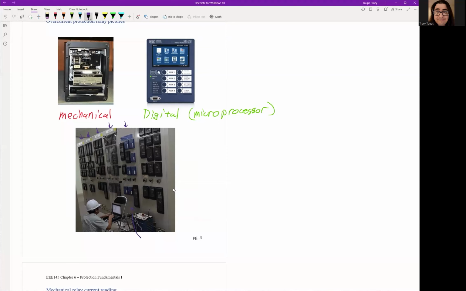This is a combination of your digital and mechanical relays. You can see blue is your digital relays. There's a couple black ones left, those are mechanical relays, and all the other panels are all mechanical relays. So anytime you go to a substation, it'll be pretty obvious which ones are more digital, which ones are all mechanical ones.